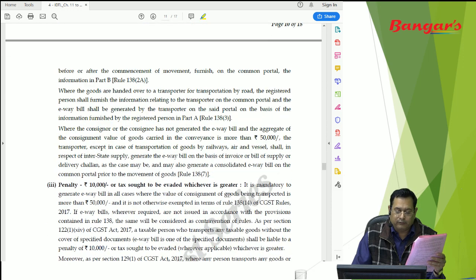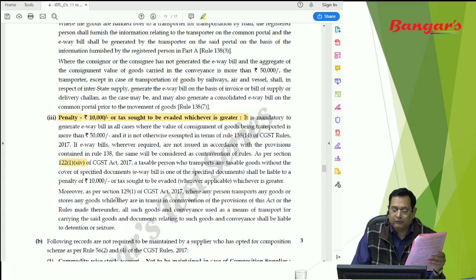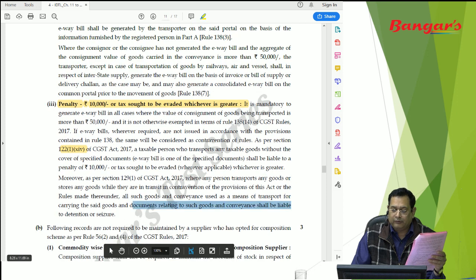And what will be the consequences of non-issuance of the e-way bill? In that particular circumstance, as we already discussed above, a penalty will be levied of 10,000 rupees or the tax sought to be evaded, whichever is greater, as per the provisions of section 122. Besides this, section 129 provides that wherever any person transports any goods or stores any goods while they are in transit, in contravention of the provisions of the Act or the rules made thereunder, then all such goods and the conveyance used as the means of transport are liable for detention and seizure.